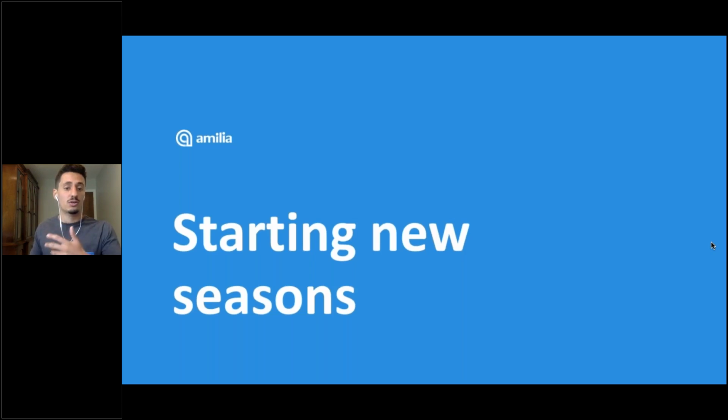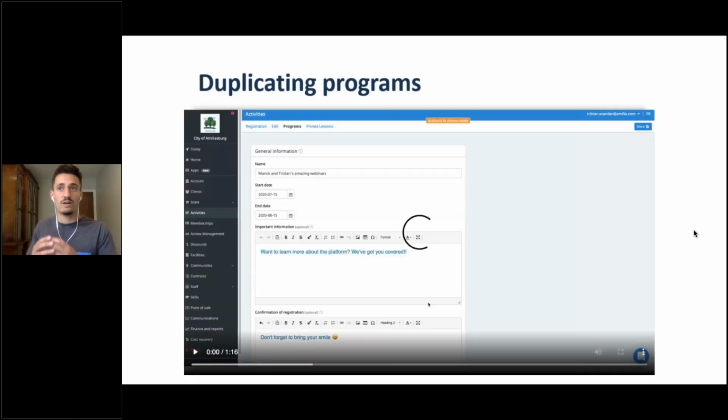Now, let's show you guys how to start a new season in a quick and efficient manner. This is really helpful when you have a new season. For example, the 2020 summer program, but all of the activities are very similar to the 2019 summer program. One quick way you can do this is create a new program and then import all of your activities from a previous program into the new one.